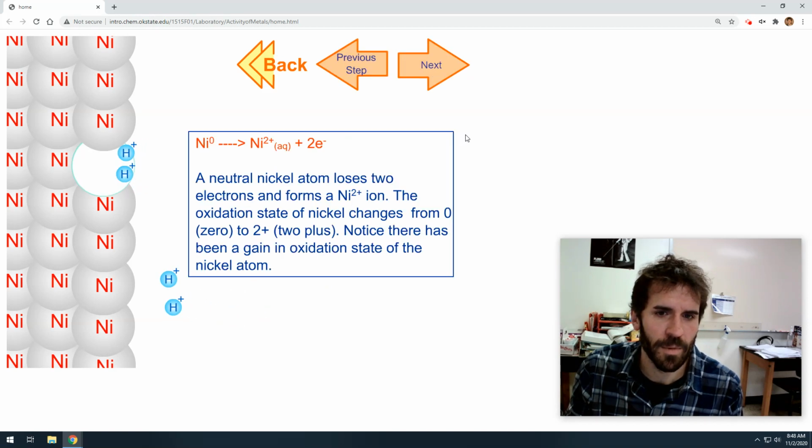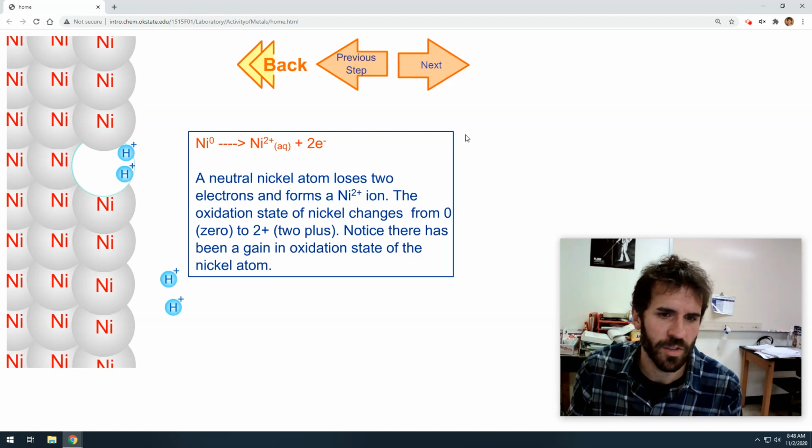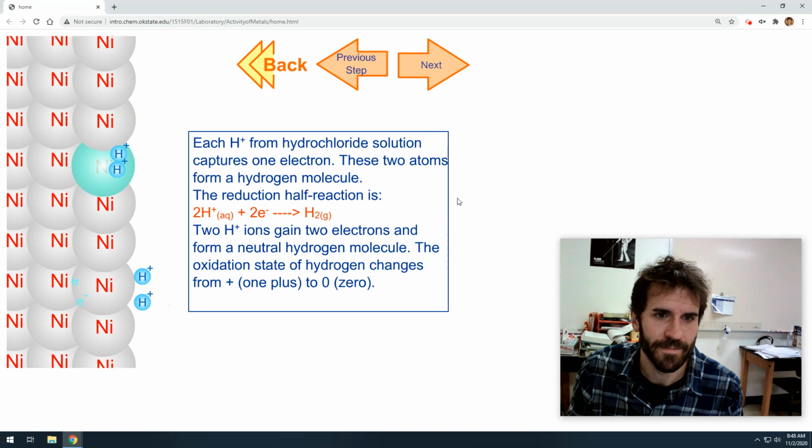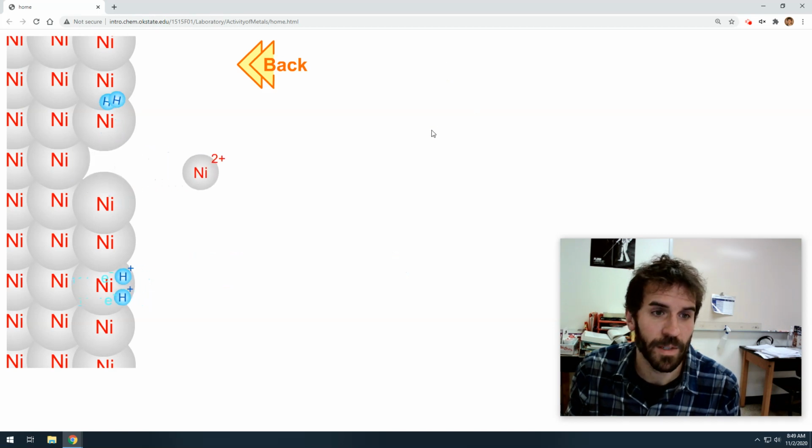A neutral nickel atom loses 2 electrons and forms an Ni2+ ion. The oxidation state of nickel changes from 0 to 2+. There's been a gain in oxidation state, but a loss of electrons. Each H+ from the hydrochloric acid solution captures 1 electron. These 2 atoms form a hydrogen molecule. Okay, so again, that was a typo before because you have 2 ions. Each one is gaining an electron, and then they pair up to form hydrogen gas. Okay, and that's reduction.